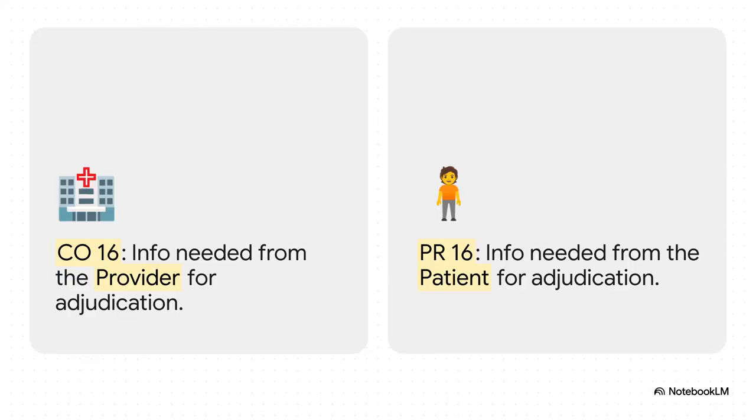Now, check out how these codes perfectly highlight exactly who is responsible for the missing data. If you get a CO16, that CO stands for contractual obligation. That means the missing information has to come from the provider. It's on us. On the flip side, if you see a PR16, that PR stands for patient responsibility. The payer needs something directly from the patient. Maybe it's accident details or a student status letter before they'll pay out. Knowing the difference right off the bat instantly dictates your very first move.